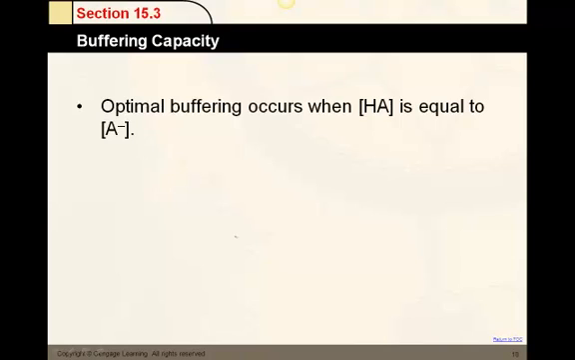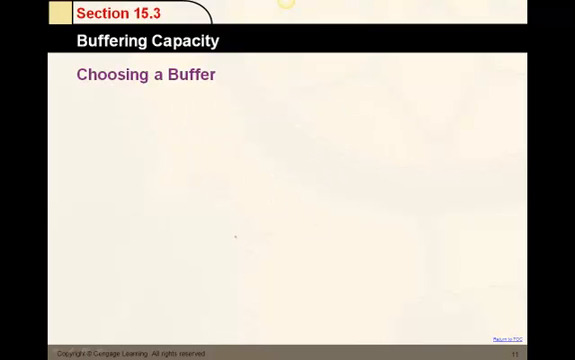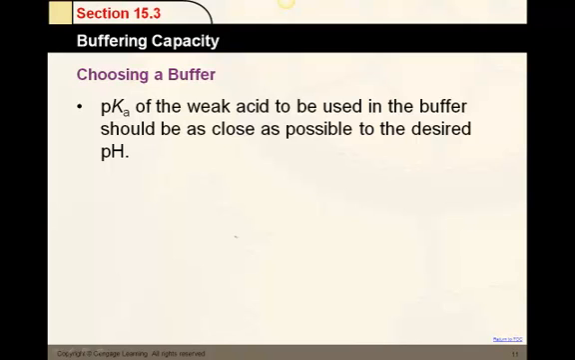Optimal buffering occurs when HA is equal to A negative. So those two numbers are the same. And of course, if you think mathematically, log of a number over itself is log of 1, which is 0. So the pH should equal the pKa. Let's see what it says. It is for this condition that the ratio is more resistant to change when hydrogen or hydroxide is added to the buffered solution. And so here we go. The pKa of the weak acid to be used in the buffer should be as close as possible to the desired pH, because if the pH equals the pKa, that's the perfect ratio.